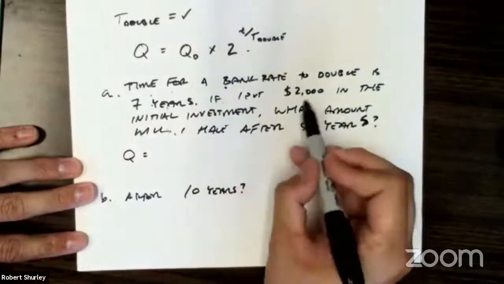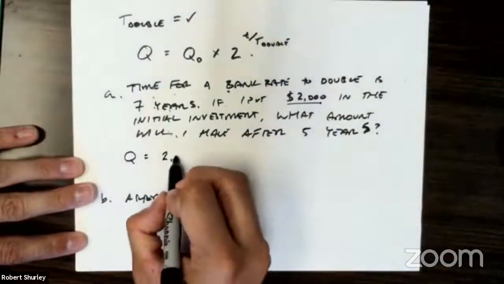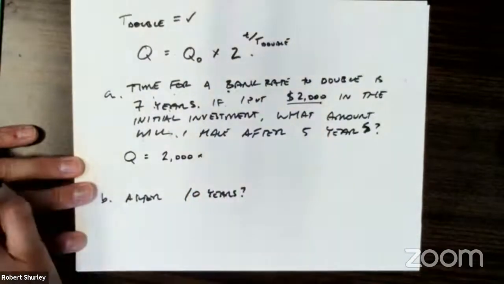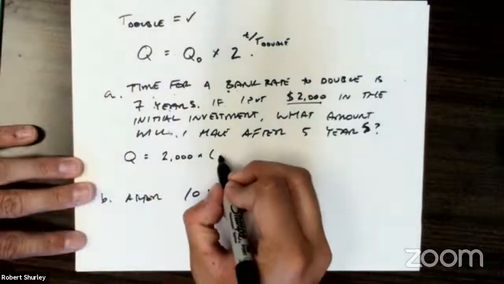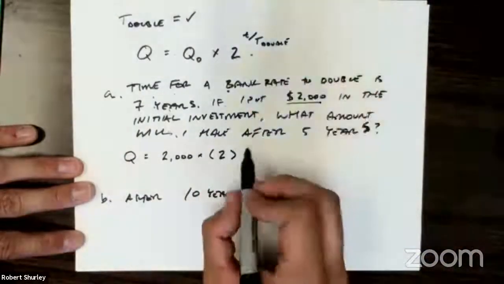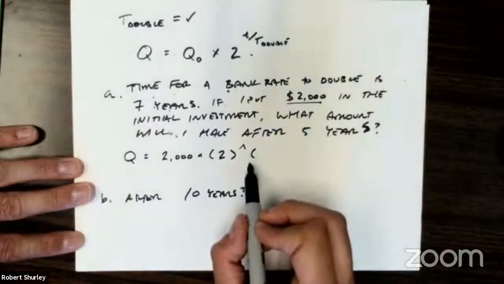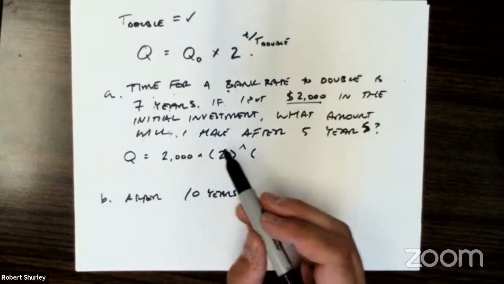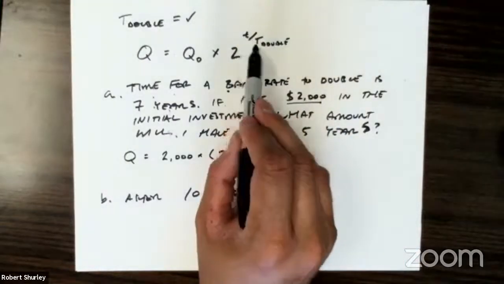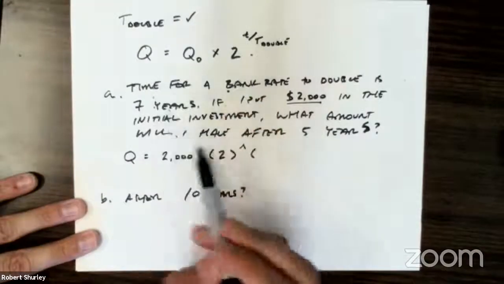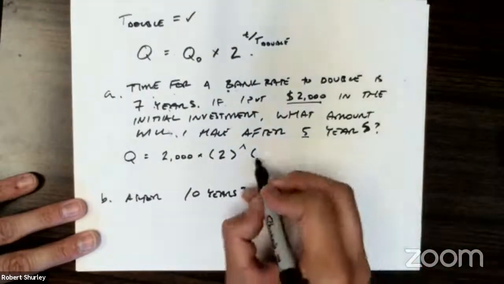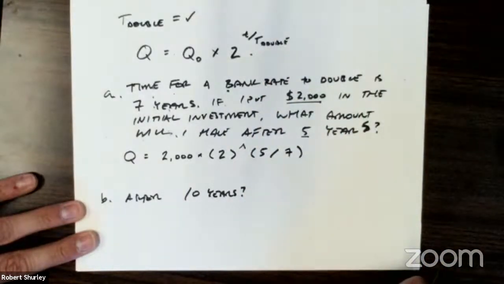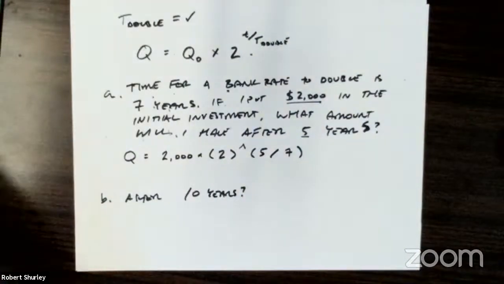So Q equals, now we said our initial investment was 2,000 times 2. Now I'm going to write this as if you're writing it in your calculator. So I'm going to do parentheses 2, right? That's the base. Caret. Now you have to put a parentheses after this caret, because that makes sure to do this ratio first. So the little t is the time we leave it in the account, right? Remember, that's 5 years divided by the time it takes to double, 7 years. So this is what it should look like in your calculator.